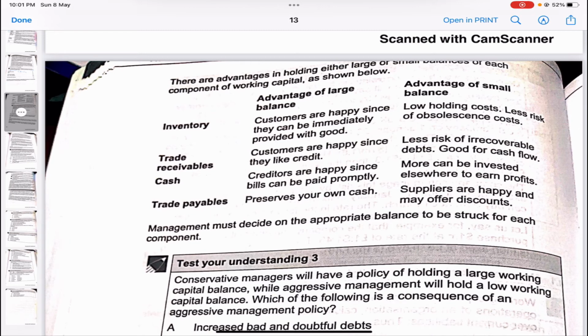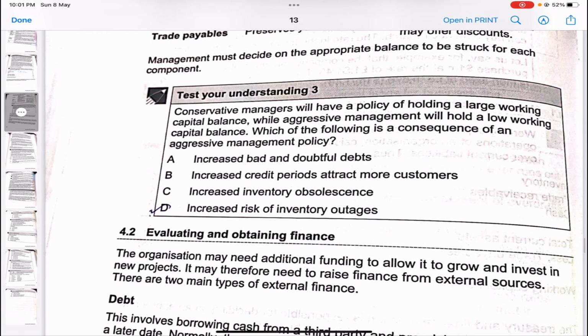Less risk of irrecoverable debts. Good for cash flow. What happens when our cash balance is less? It's good because the more cash we have, we can invest it somewhere and get returns on it. Trade payables: what happens when our trade payables has a small balance? The suppliers are happy and they might offer discounts. Hope that's clear. Management must decide on the appropriate balance to be struck for each component.